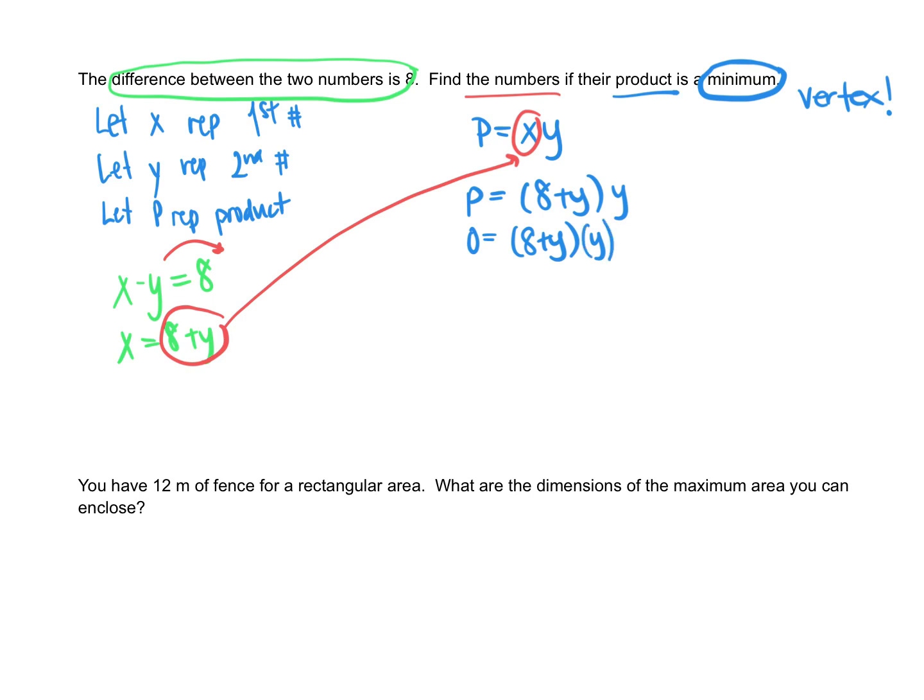The y is like the GCF. You can put it in the bracket, you can put it out front, doesn't matter. So I'm going to branch out. y can equal 0, or 8 plus y can equal 0, meaning y equals negative 8. Those are the zeros. If I want the vertex, I know the vertex will be right in the middle of these two numbers, so I'm going to average them. Add them and divide by 2. Now, these are y values, so I'm going to write yv.